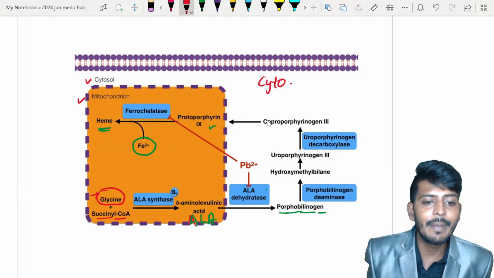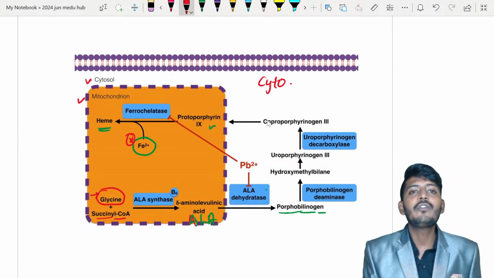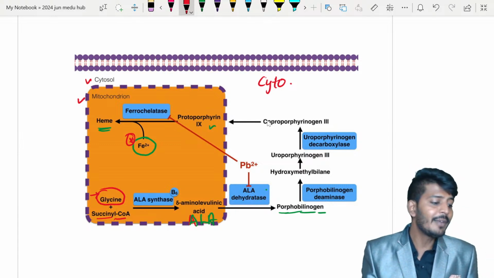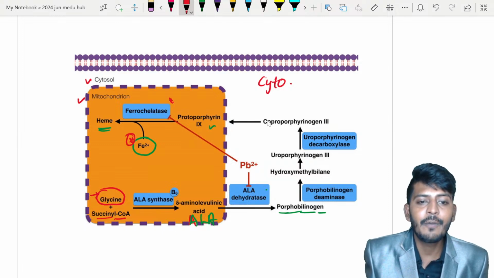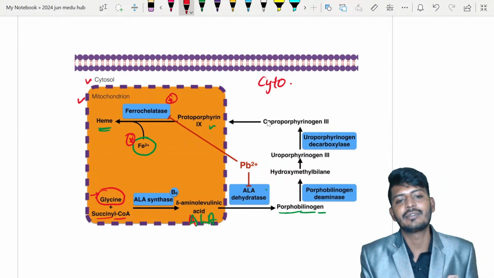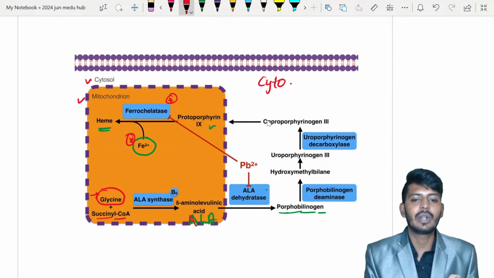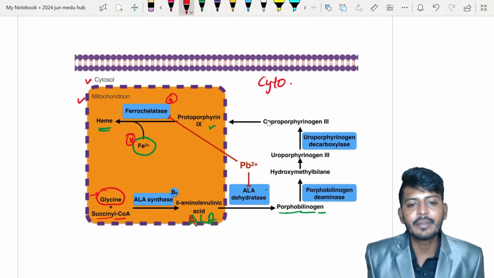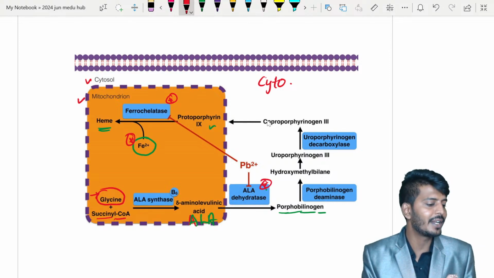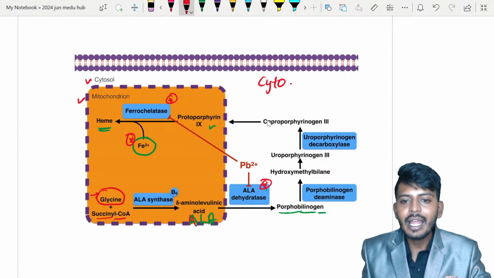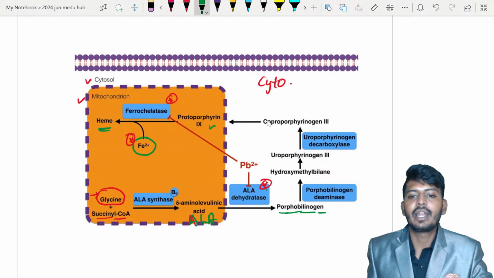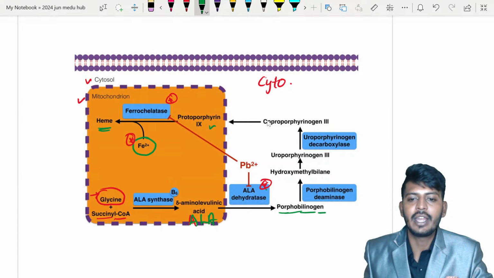The last question will be, when is iron added into the heme? Heme gets the iron at the stage of ferrochelatase. What is the name of the enzyme? Ferrochelatase. And lead inhibits both of these enzymes, mainly ALA dehydratase. Lead inhibits what? ALA dehydratase. Now the next important one is porphobilinogen deaminase.